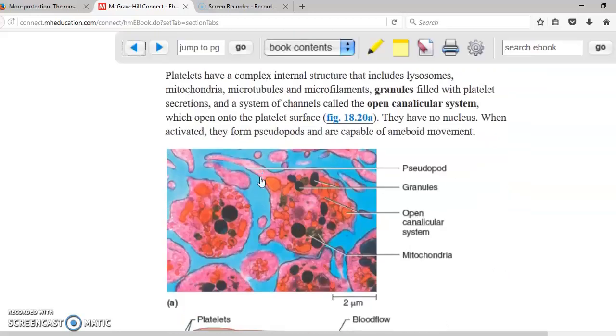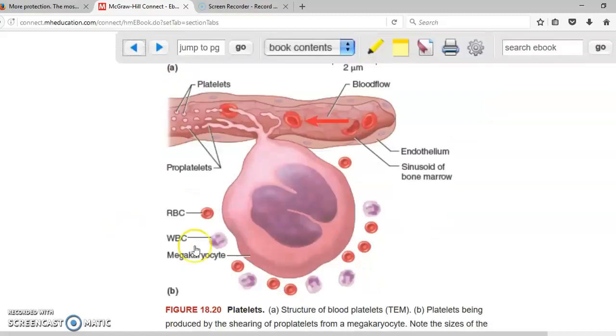Okay, so let's take a look at the characteristics of a platelet. As you can see, these big cells right here are megakaryocytes, and these ones right here are going to be the platelets. As you can see here, the megakaryocytes have a whole bunch of cell organelles, and they have granules. You can see again the megakaryocyte, and then here you see the platelets.